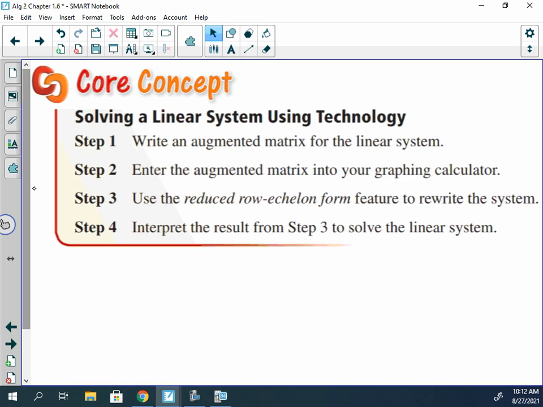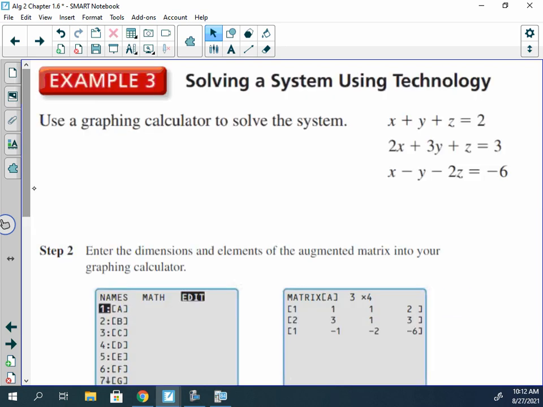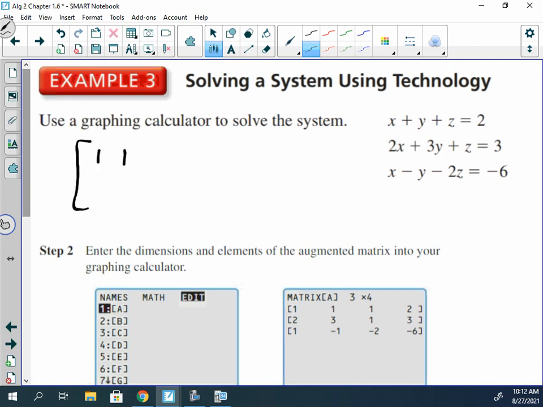So this is in your notes, solving a linear system using technology. Write an augmented matrix. Enter the augmented matrix into your graphing calculator. Use reduced row echelon form from feature to rewrite the system. Interpret the results to get your answer. So this here is our system. So what would our augmented matrix be? Two, three.